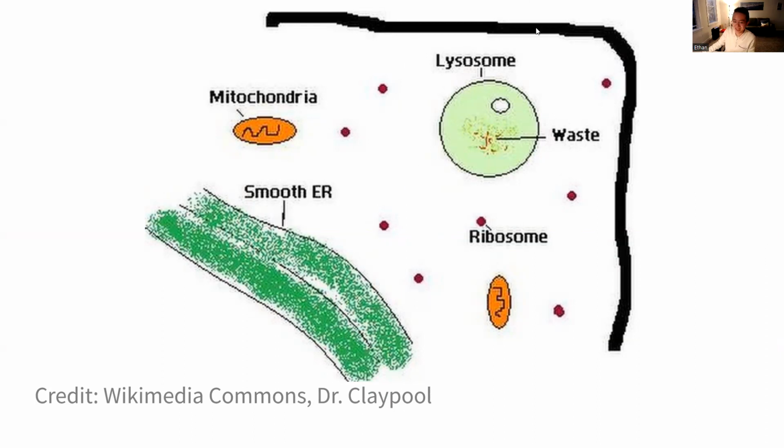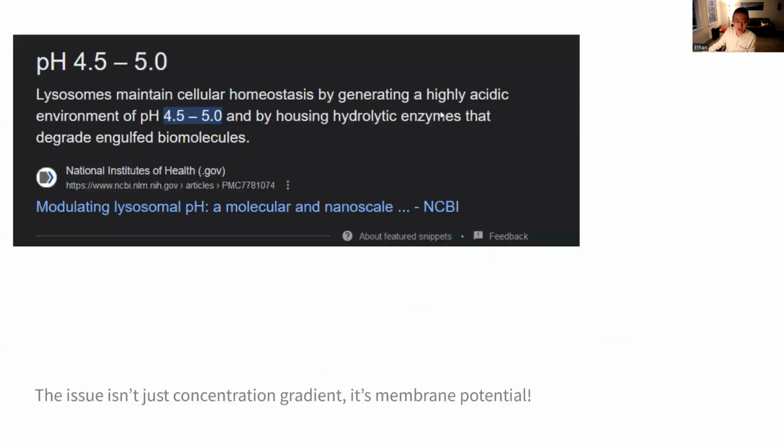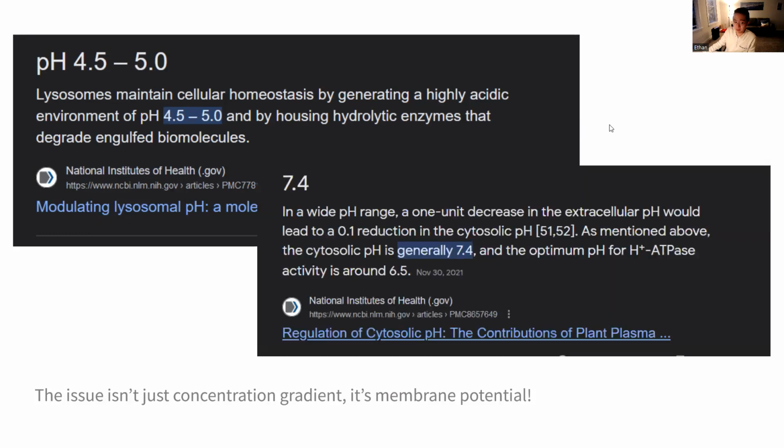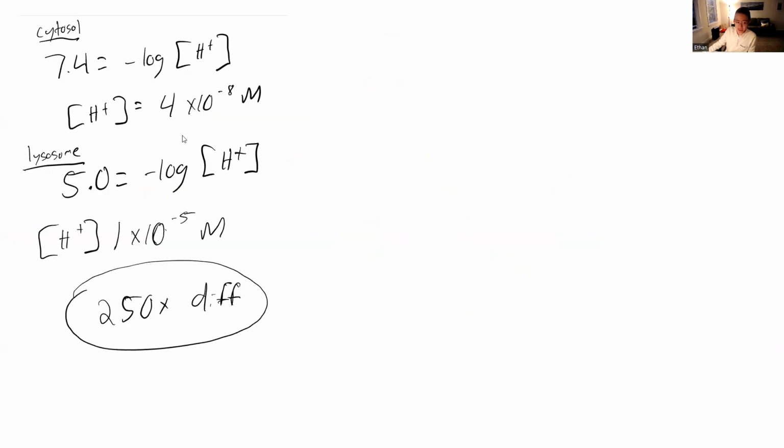The comparative acidity is pretty significant. In the lysosome, pH is 4.5 to 5. In the cytosol, pH is about 7.4. If you don't remember what pH means, it's the negative log of the concentration of H plus. And I did the math here. The difference is about 250x concentration inside versus outside a lysosome. And you have to remember here, we're not talking about just a solid.